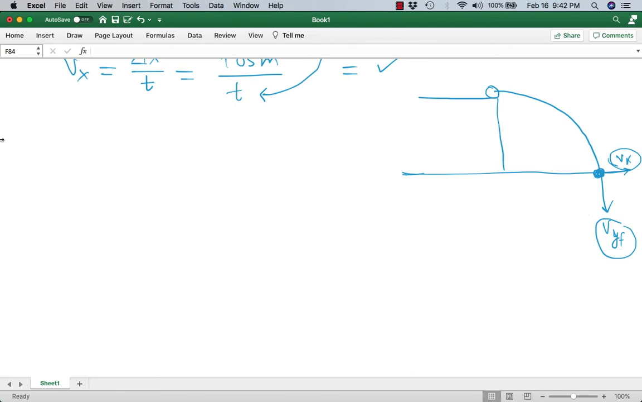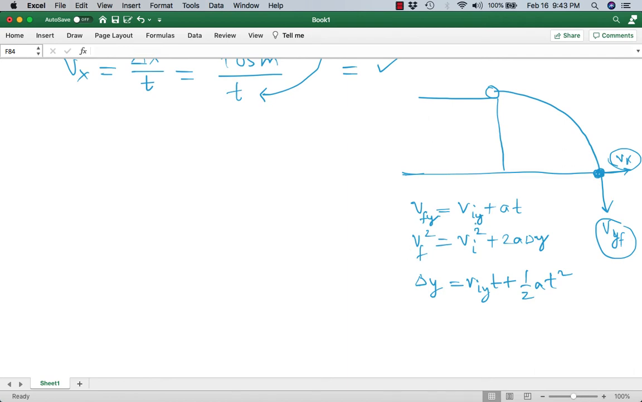We have three formulas again. Just a reminder, we have this formula: V final is equal to V initial plus AT. Vf squared is equal to Vi squared plus 2A delta Y or delta X, depending on which direction you are dealing with. And then we have delta Y is equal to Viy T plus 1/2 AT squared. Okay, we have these three formulas. So this one is also Y, this is also Y.